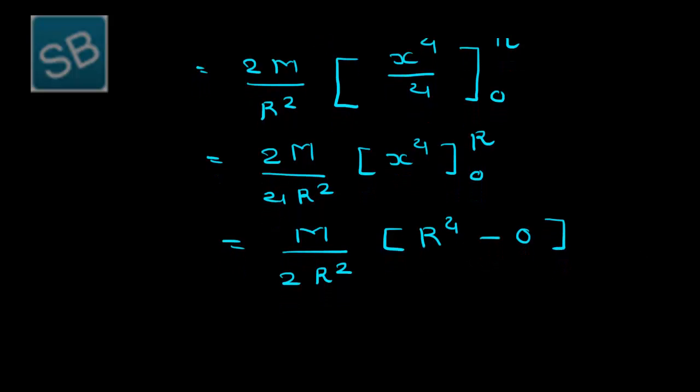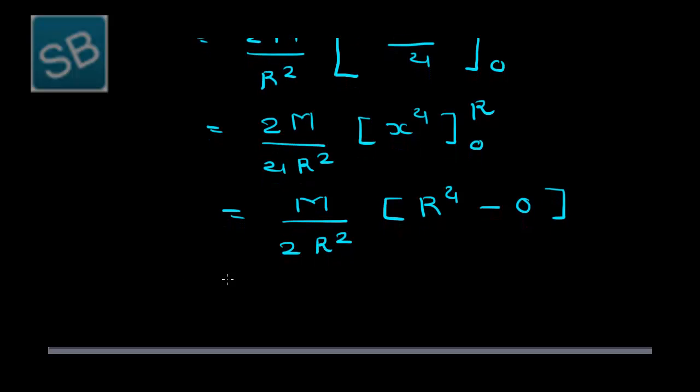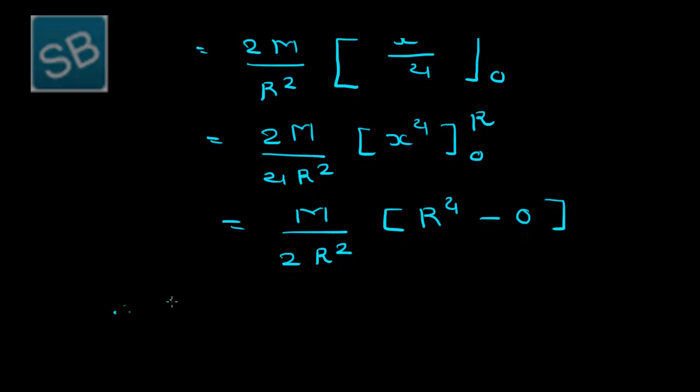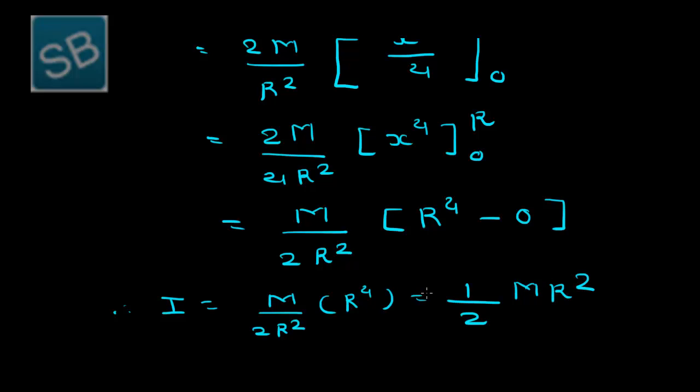So the final answer will be M over 2 r square into r to the power 4, that is equal to 1 by 2 M r square. So this is the equation for the moment of inertia of a uniform circular disc. Now in order to find out the radius of gyration, what will we do? We compare this equation with I is equal to M k square.